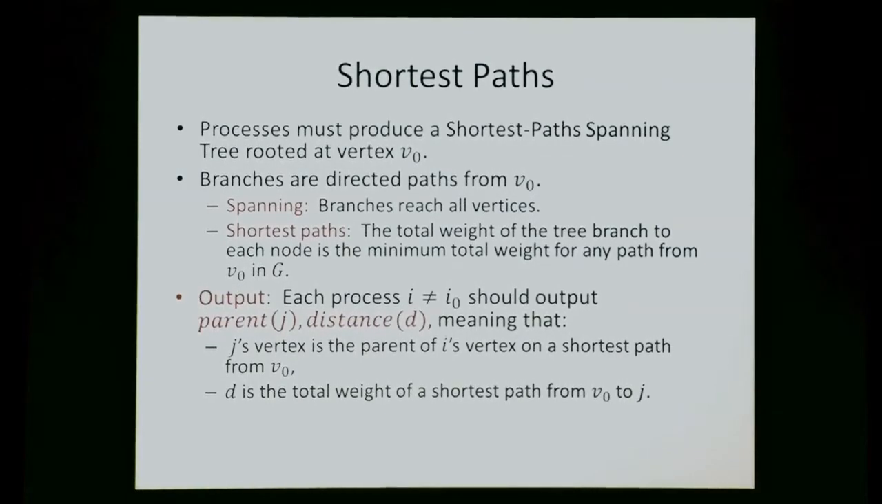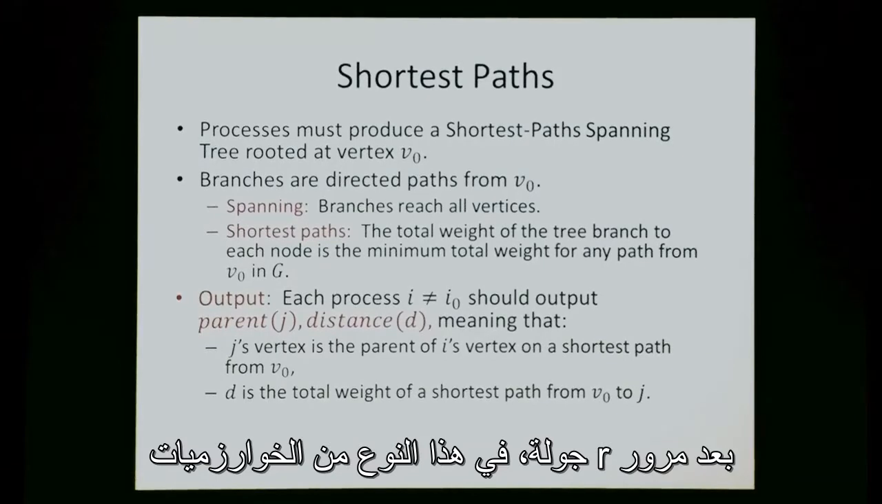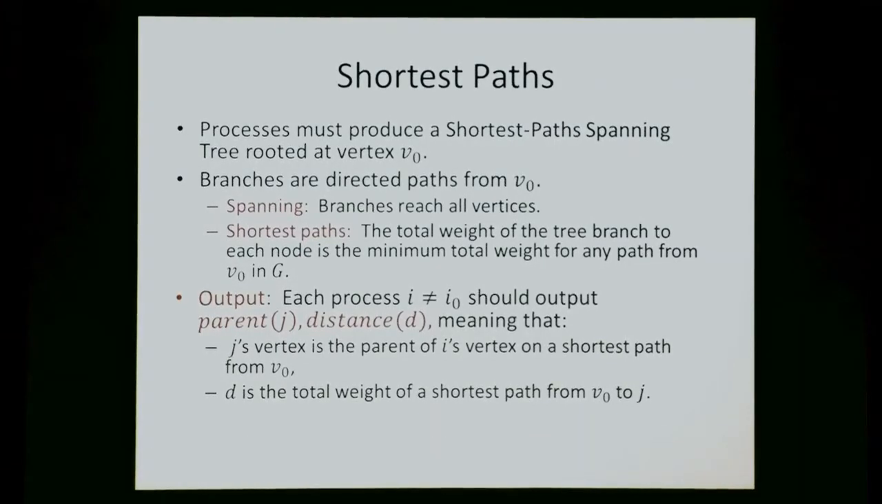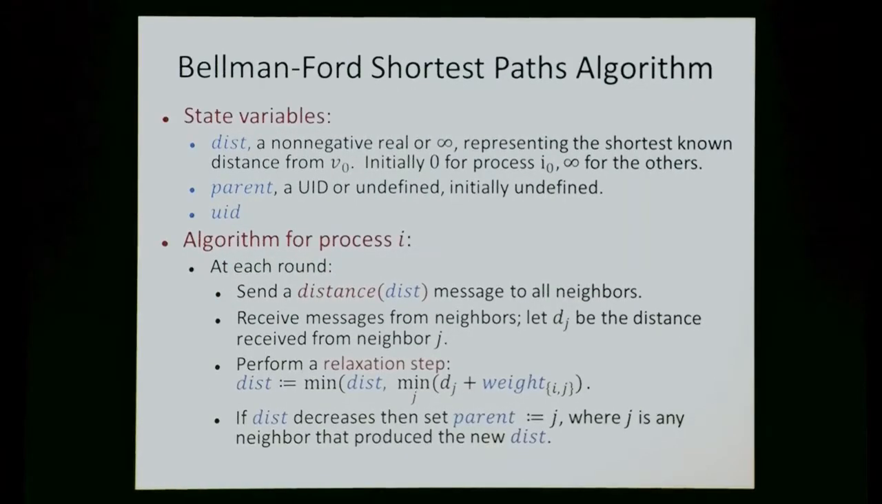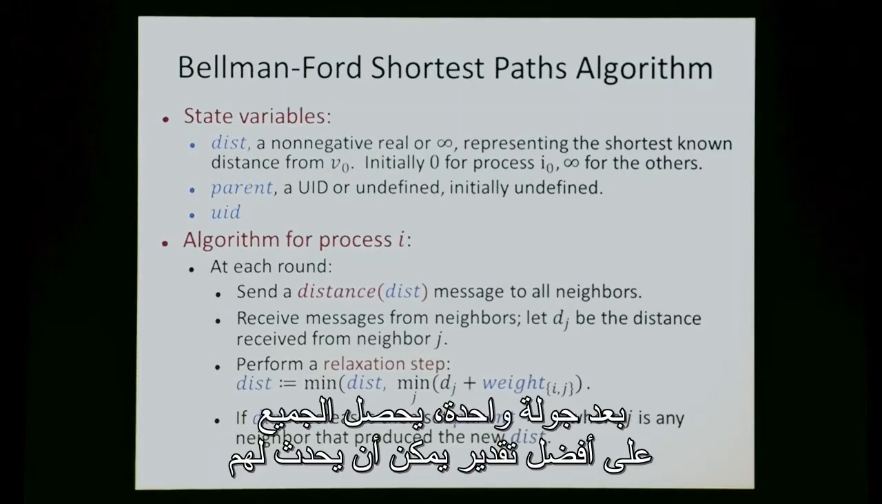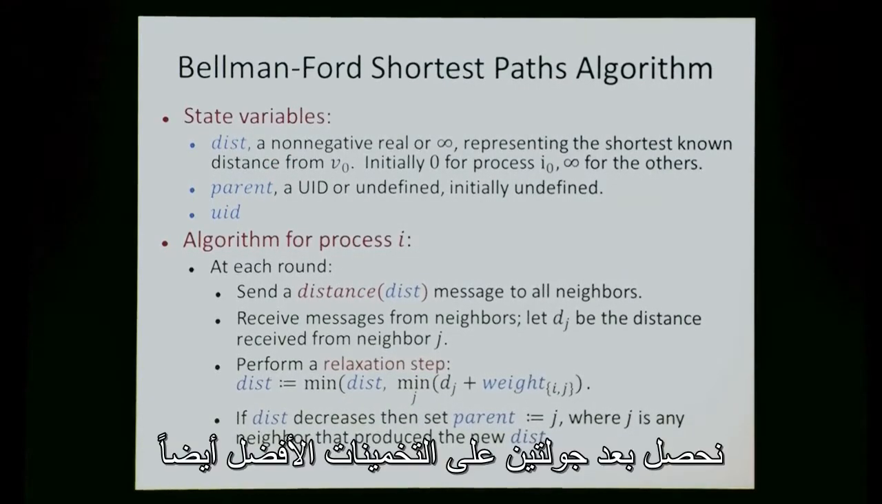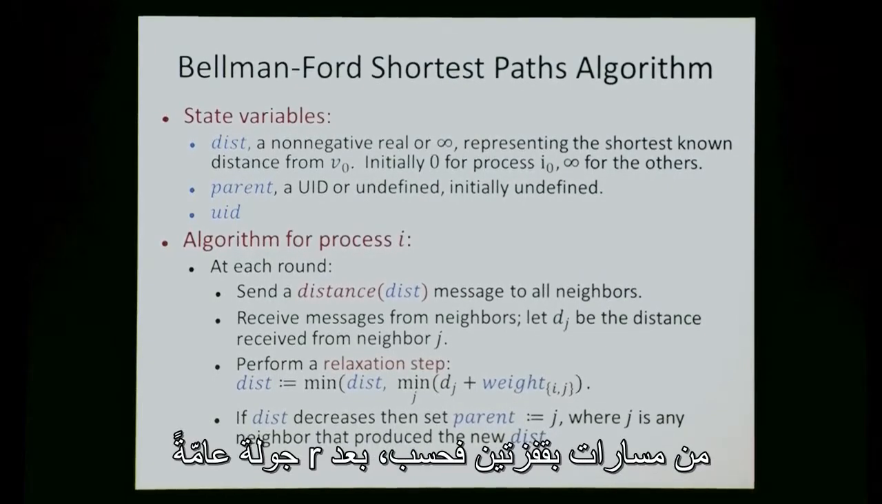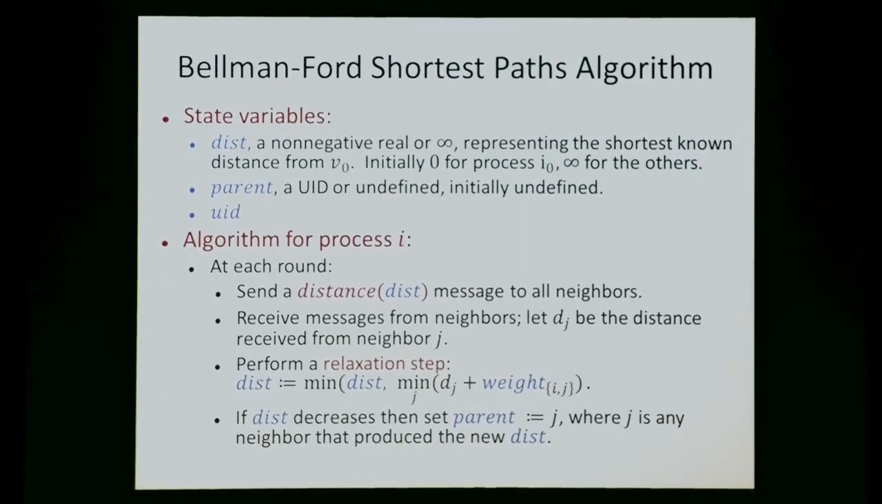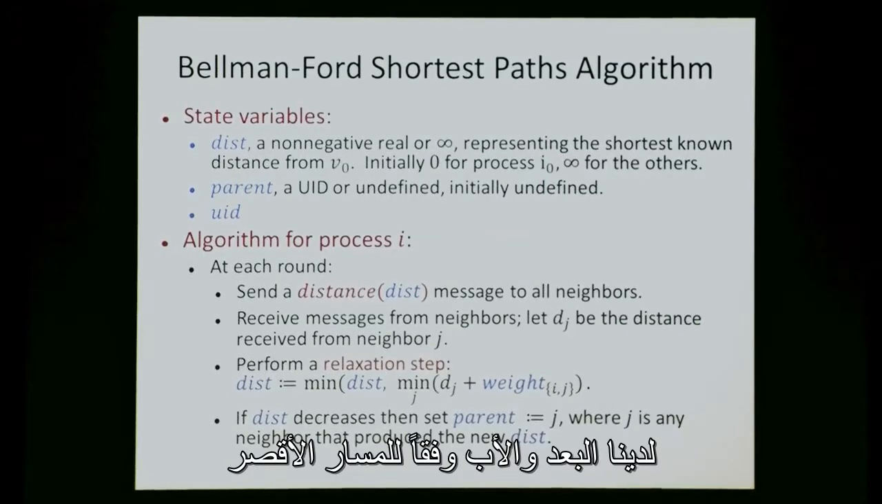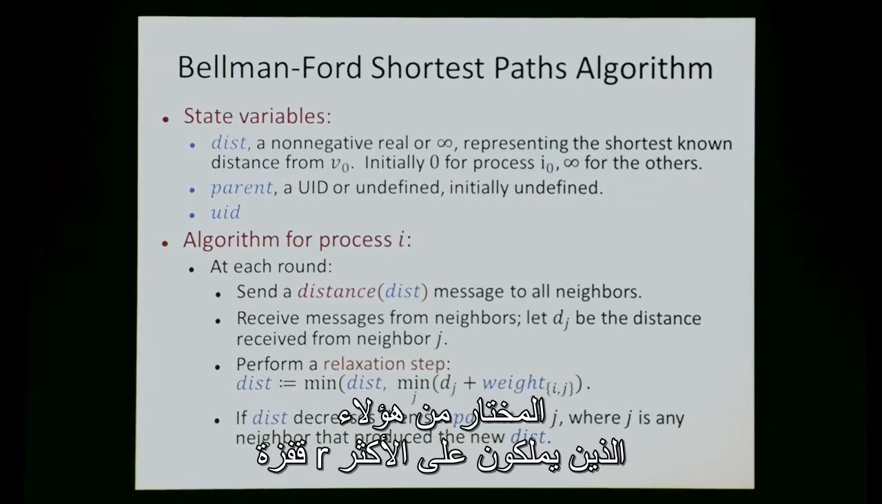Okay. After R rounds have passed in this kind of algorithm, what do the estimates look like? Well, after one round, everybody's got their best estimate that could result from a single hop path from V0. After 2 rounds, you also get the best guesses from 2 hop paths. And after R rounds in general, you have your distance and parent corresponding to a shortest path chosen from among those that have at most R hops.